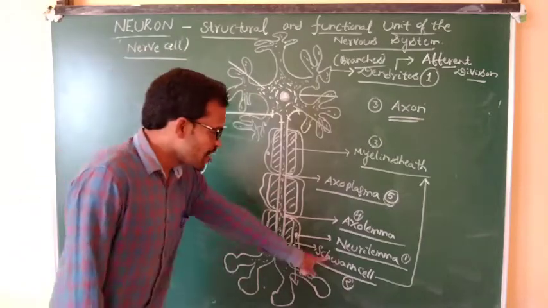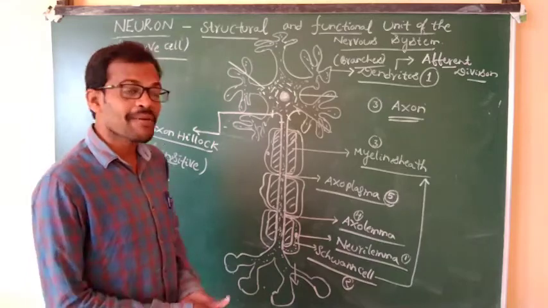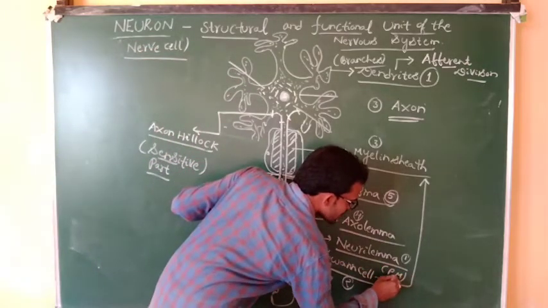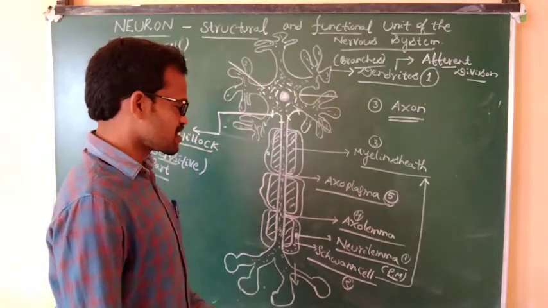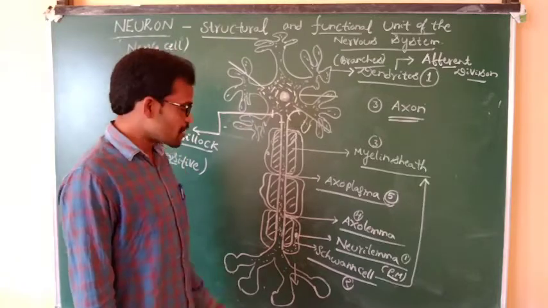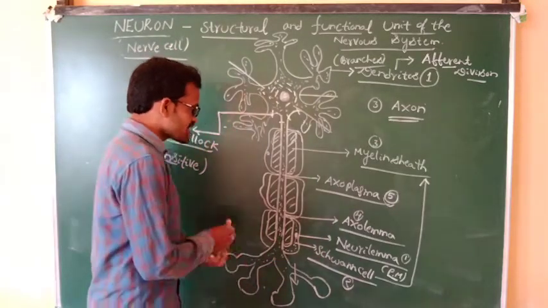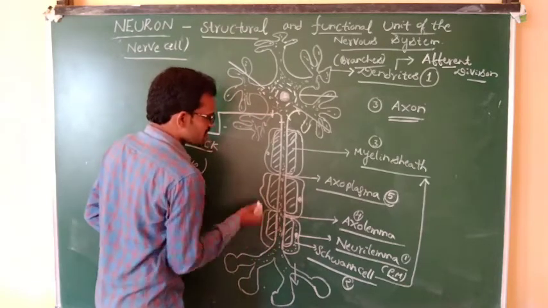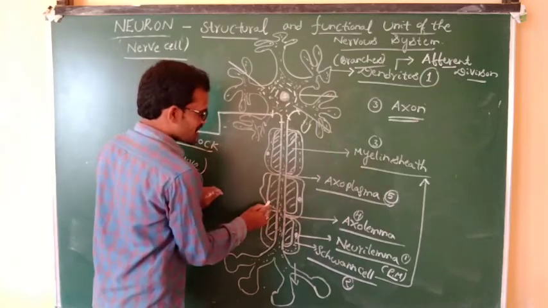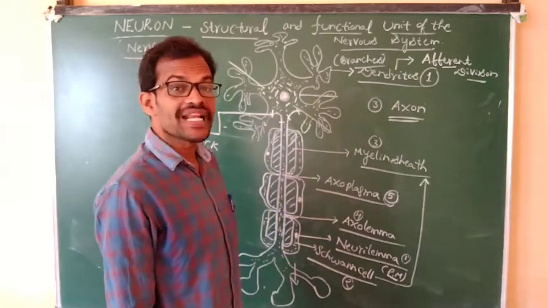What is the first one? Neurolemma. It is the outer membrane of the axon, the plasma membrane of the axon. Again, this neurolemma is filled with cytoplasm. This cytoplasm consists of Schwann cells, and this is the Schwann cell nucleus. The Schwann cells produce the myelin sheath.